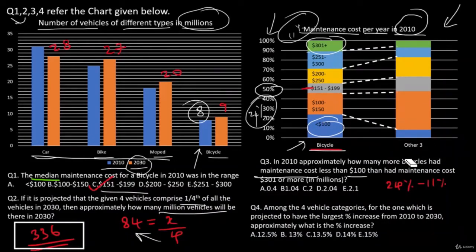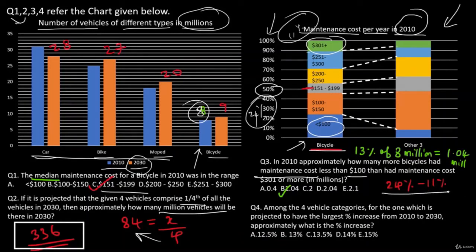Let me make some space over here. So all we need to find out is 13% of 8 million, right? Which is equal to 1.04 million, right? 10% of 8 million will be 0.8 million, right? So it's a little bit above that.